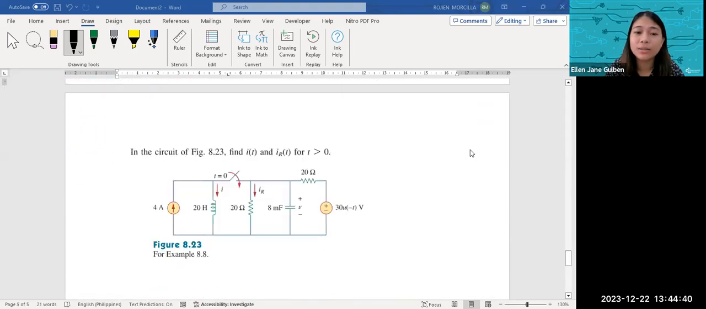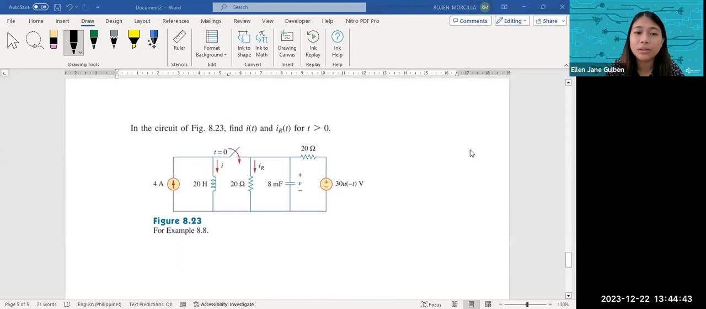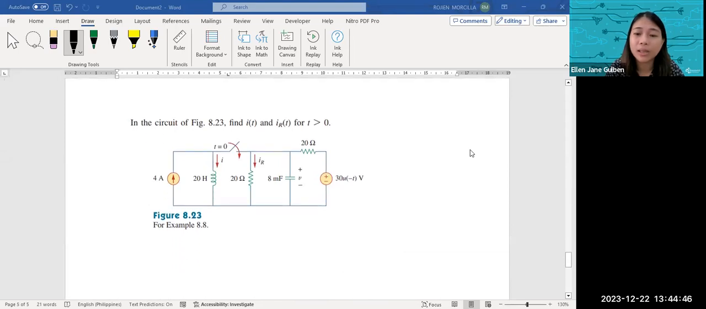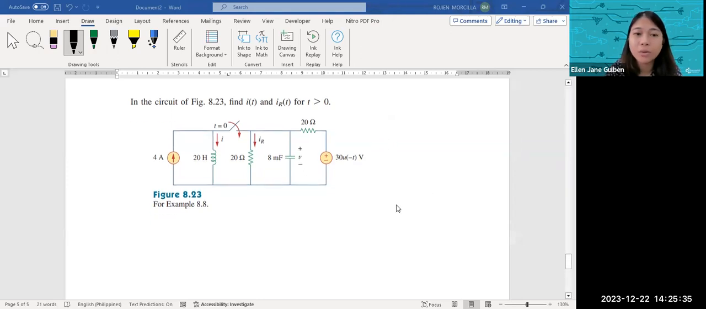Let's have another example, where we will be getting the I of t and IR of t for t greater than 0. Once again, we have here a second order differential equation circuit, and it has more things happening in here. There's a switching, and we have here a unit step function. So we will need to incorporate that in our analysis.